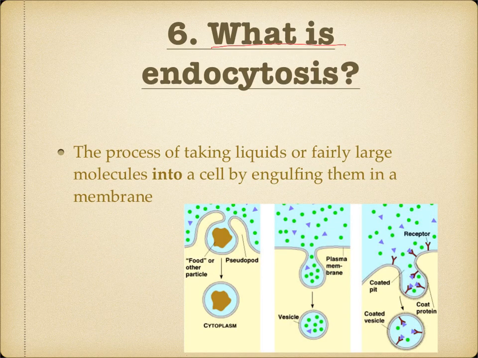So endocytosis is a type of active transport that's going to use a vesicle to transport liquids or relatively large molecules into the cell. How it does this is it engulfs them in the cell membrane. So if this is a big chunk of food outside the cell here, the cell would have little receptors on the cell membrane that would recognize this as being necessary, and the cell membrane would wrap around this, pinch off, form a vesicle, and then pull it inside the cell. So it literally just engulfs it and brings it inside the cell.